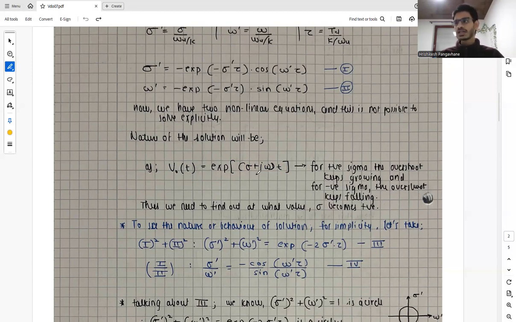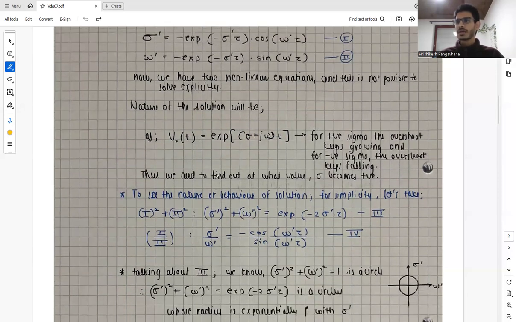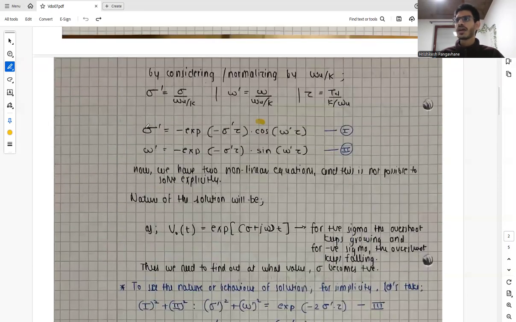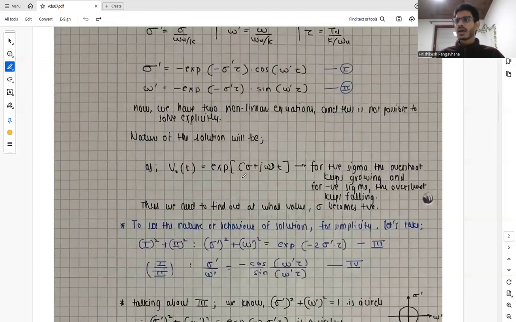So to see the behavior of the solution, for simplicity, we have these two equations, but solving them explicitly is too complicated. So we'll take two forms. One is the addition of their squares, and one is their division, or their ratio. So while taking the addition and the ratio, the addition of the squares comes out to be this, and their ratio comes out to be this value.